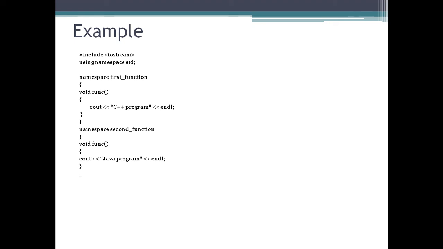So consider another example program. #include <iostream> is a header file, followed by using namespace std as a declaration part. Then we are creating a user defined namespace called first, and within that namespace we are writing one simple method that prints C++ program, with a function name called func. In the second namespace, again we are writing the same function name func, but we are printing different text, Java program, and then we are terminating the program. And then we are using a main method, and within that main method, as I told, we are using the name of the namespace followed by the scope resolution operator.